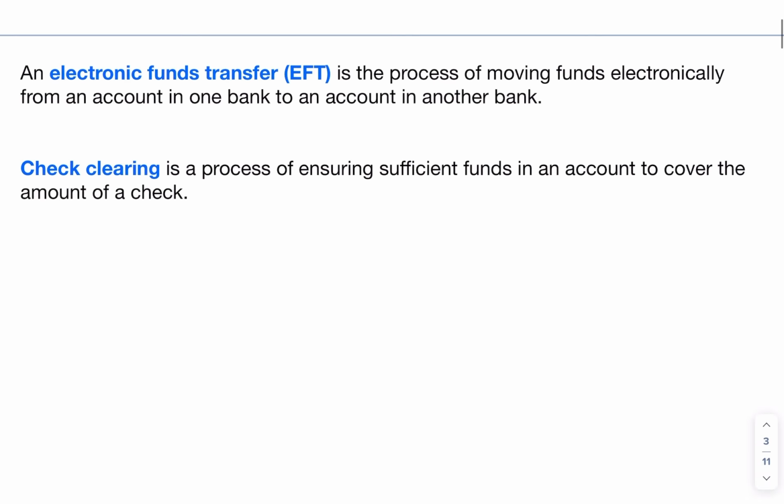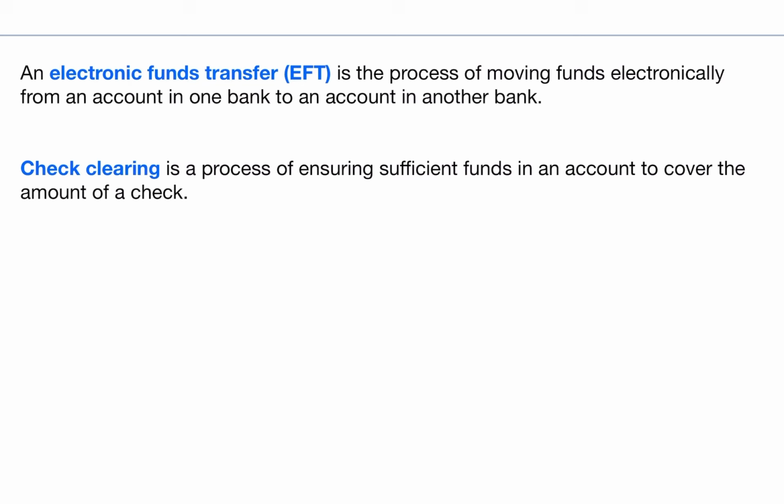Now, an electronic funds transfer, also known as EFT, is basically a process of moving funds electronically from one account to another. And check clearing is a process of making sure that there's enough money in an account to cover the amount of a check.